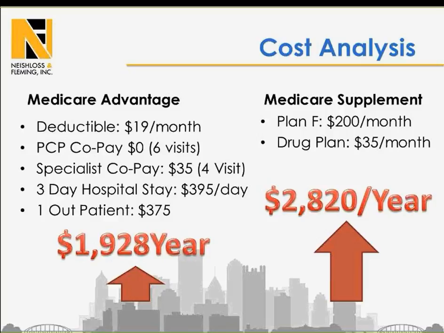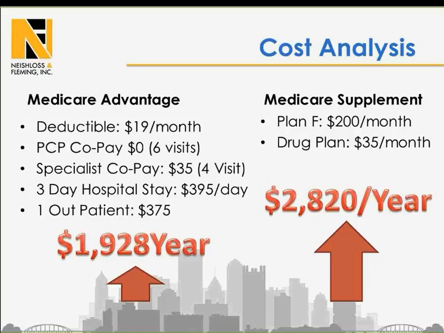If you choose a Plan F, you could end up having $200 per month, or it could be less depending on the area. There is a Plan F through Aetna at $120 per month, and of course that would make for a lower annual cost. And then there's a drug plan. If you choose a plan, the average cost of a drug plan is about $35 per month, depending on formulary.